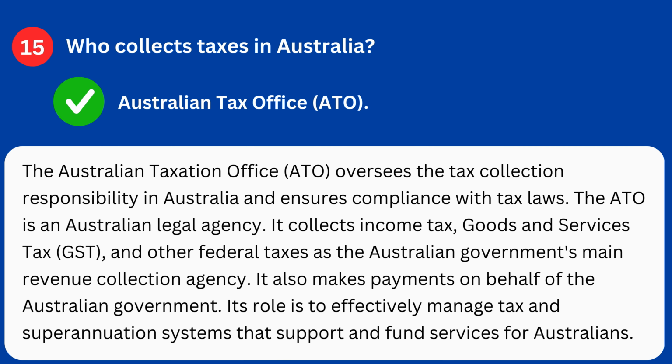The correct answer is option A. Australian Tax Office, ATO. Explanation. The Australian Taxation Office, ATO, oversees the tax collection responsibility in Australia and ensures compliance with tax laws. The ATO is an Australian legal agency.